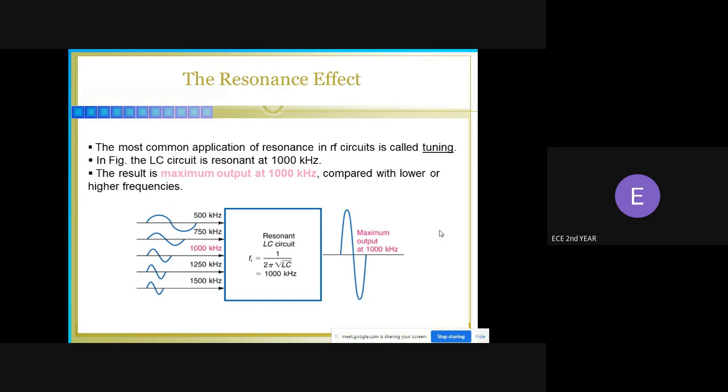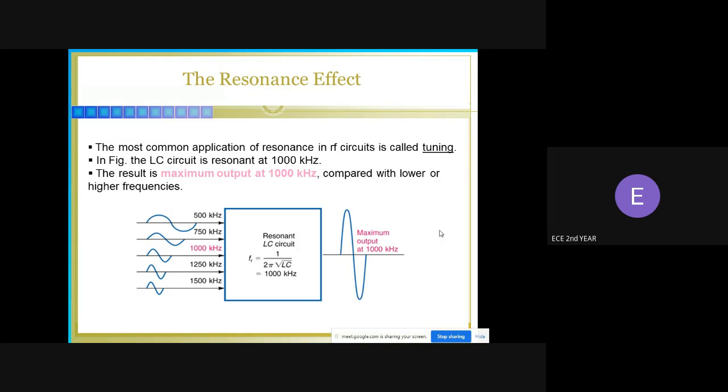What are the applications of the resonance circuit? The main application of the resonance circuit is in tuning circuits, for example radio frequency. We have different frequencies in the atmosphere, and we need to collect a particular frequency, so we can go for a resonance circuit. The figure shows different frequencies like 750 kilohertz, 1000 kilohertz, 1250 and 1500 kilohertz. I need to get only the particular frequency, that is 1000 kilohertz.